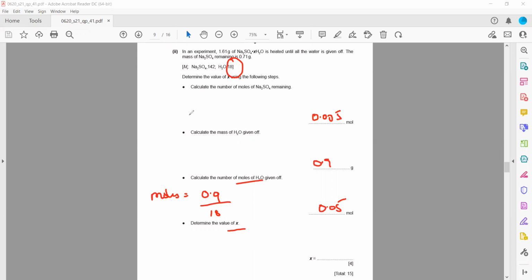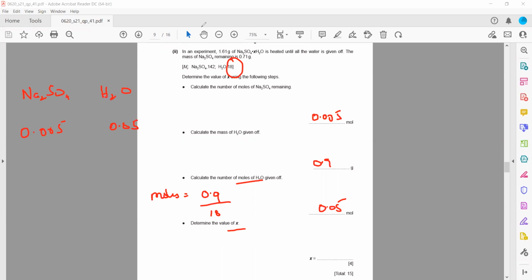Then what is the value of X? We'll simply take a ratio between sodium sulfate and water in their moles. Sodium sulfate moles were 0.005 and the water moles are 0.05.